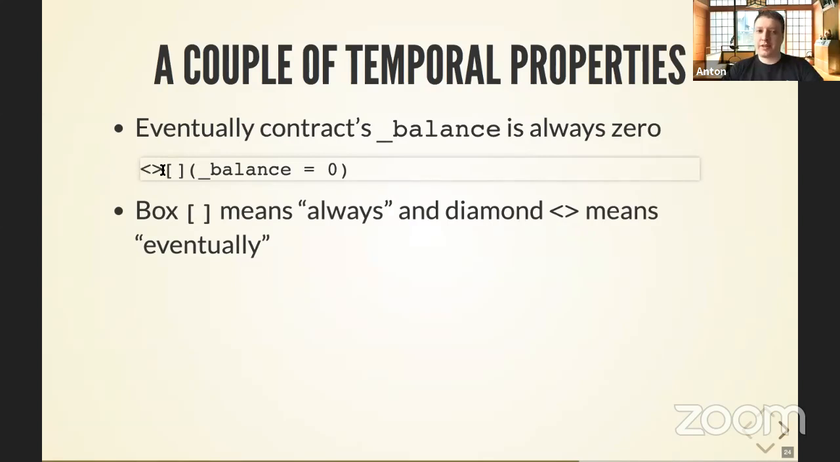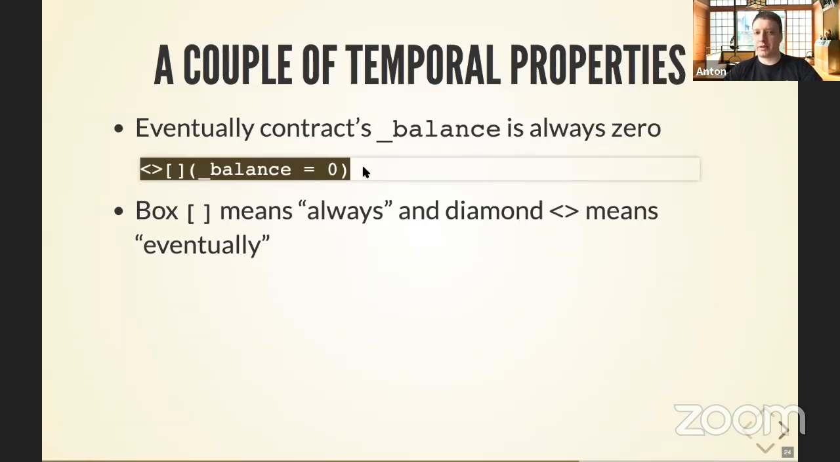So this reads like this. This reads as diamond, and this reads as box. Box means always, and diamond means eventually, at some point in the future. So if I read this part, always balance is 0, which is clearly not true. It's not true that our balance is always 0 because people can donate, so the balance will increase. But this thing is true for the contract: eventually, the contract wouldn't hold any money. So it won't freeze your funds.